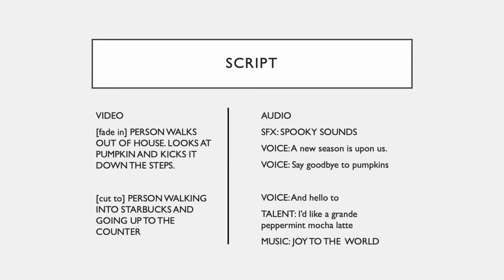And then it's going to cut to the next scene, the next little box in your storyboard: person walking to Starbucks and going up to the counter. And then the voice says, "And hello to," and then we have the person on screen. So this is our talent saying, "I'd like to order a grande peppermint mocha latte." And then the music "Joy to the World" is going to play. There would be more to this, but this is the basic idea: the left-hand side has the video and the right-hand side has all the audio.